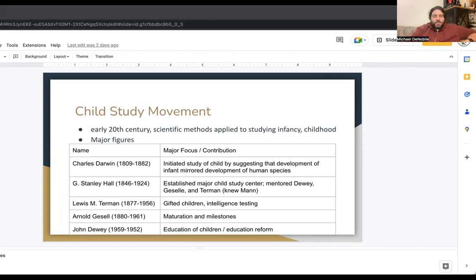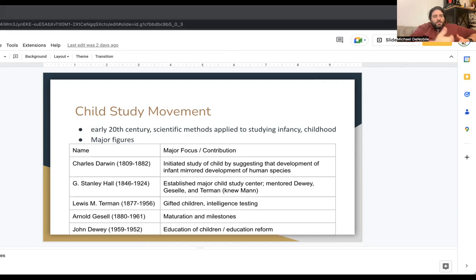He publishes On the Origin of Species in 1859, and he initiates this study of the child by suggesting that development of the infant mirrored the development of the human species. So we start off by studying animals, applying the scientific method. And now we have these public schools and we have these children in them. They're kind of like little animals when you think about it. Well, if we're going to observe the behavior of animals, why can't we observe the behavior of children?